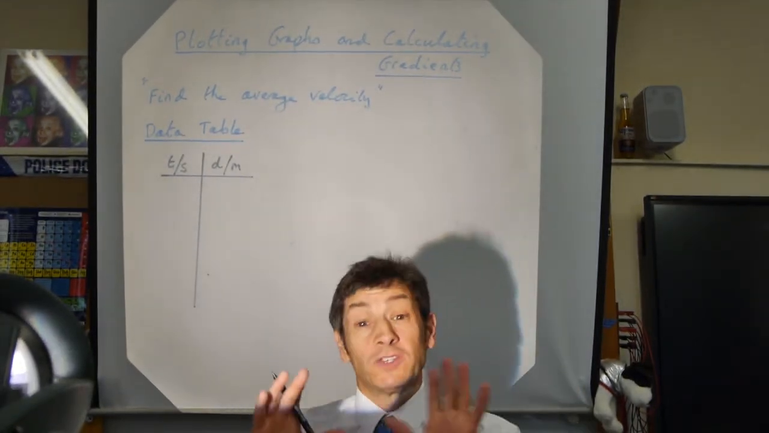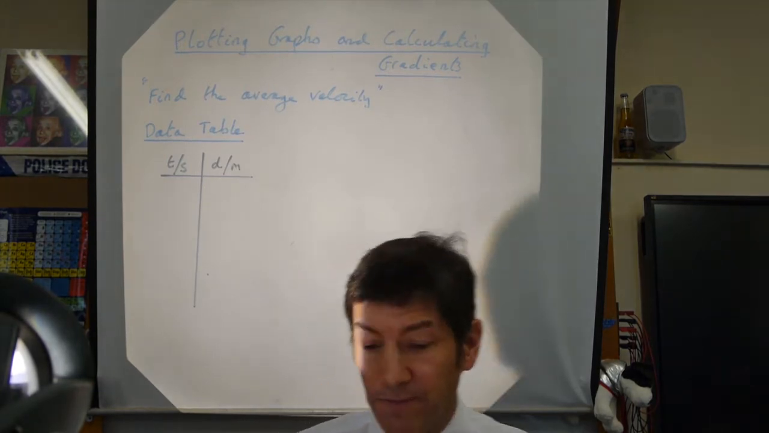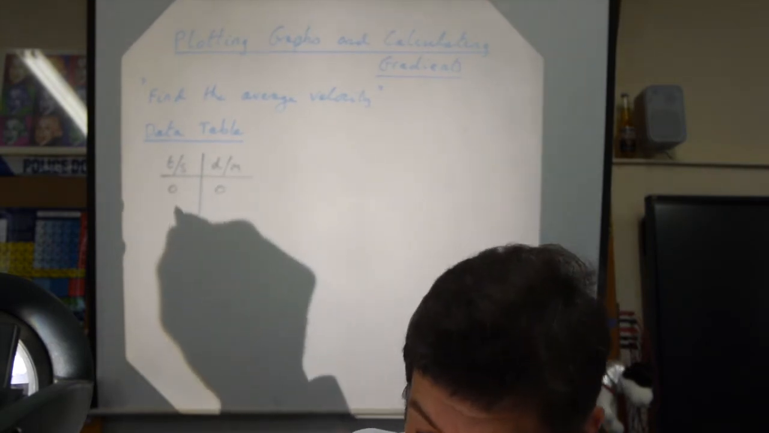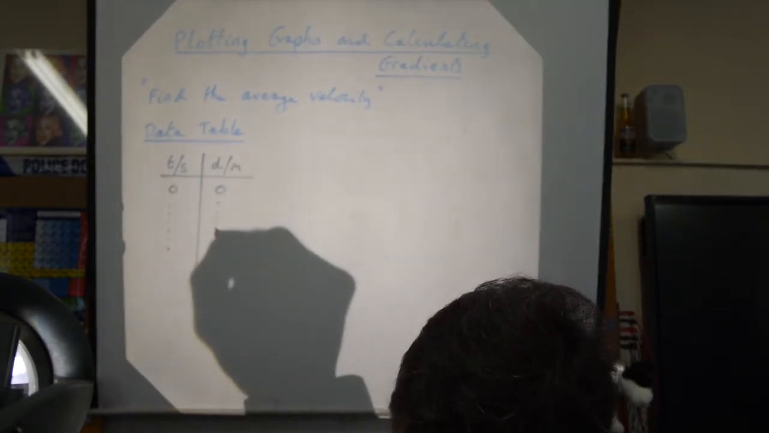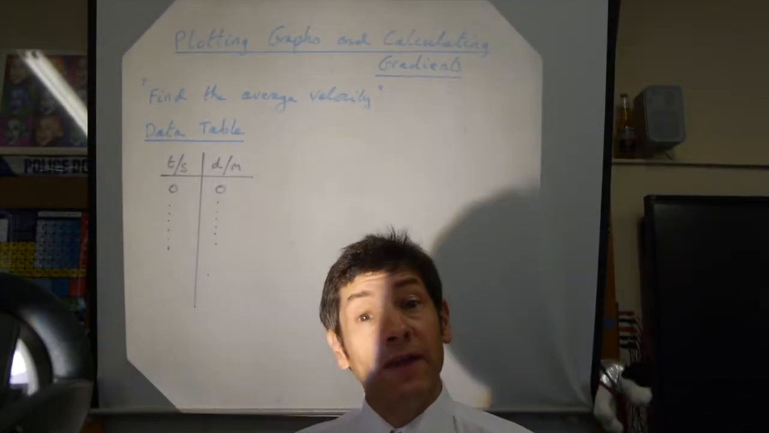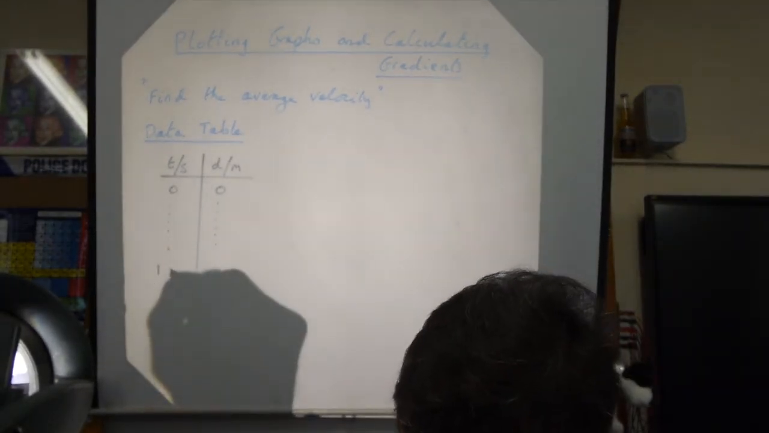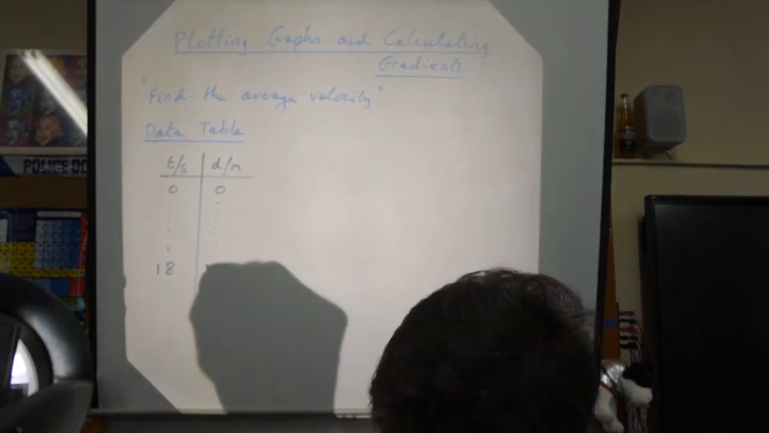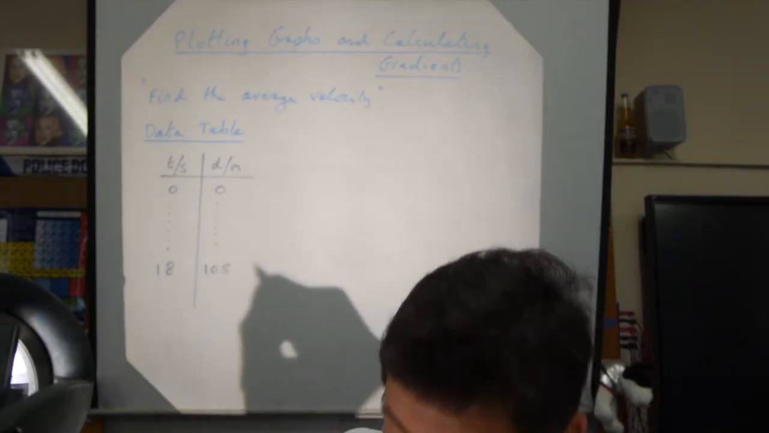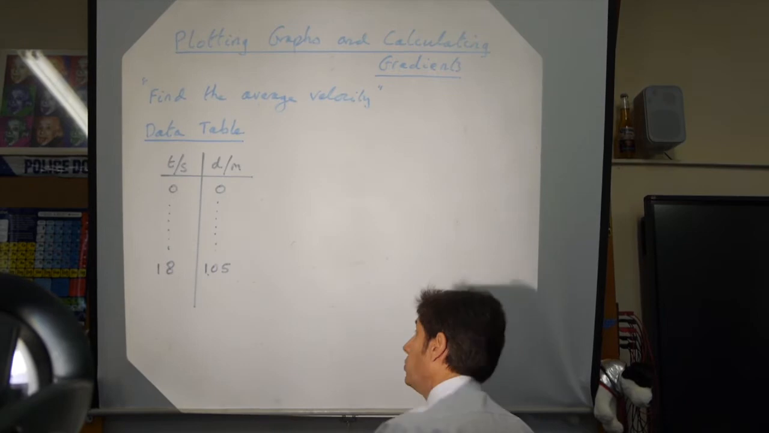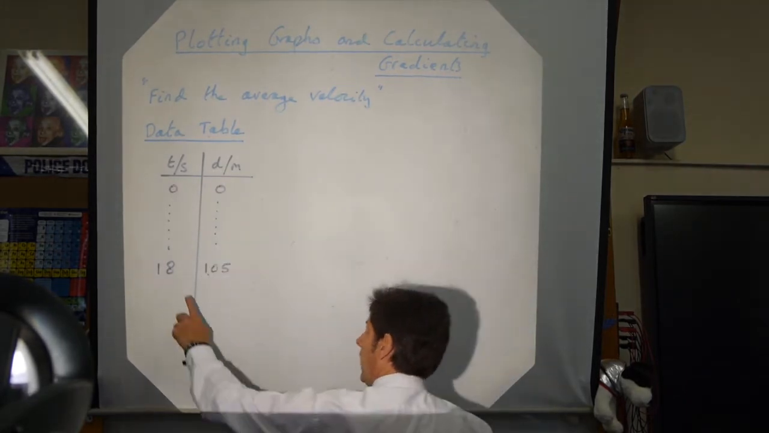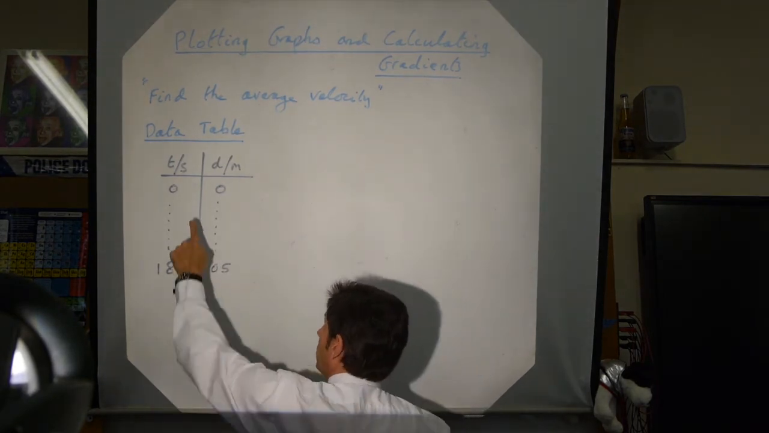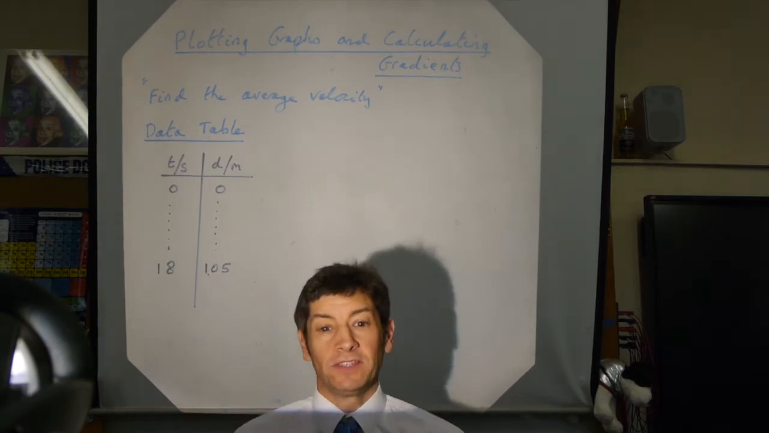Right, you've probably already switched off because you said, oh, this is far too simple. Bear with me. Let's say our starting time was 0 and we hadn't moved anywhere. We took some readings. You'll be pleased to see that I'm not going to write them all down. Then the maximum value of time was 18 seconds, and the maximum value of distance was 105 meters. So we've got our table, we've got our data, we've got no decimal places here, so that's all fine, and we've put the units at the top, not in the table.